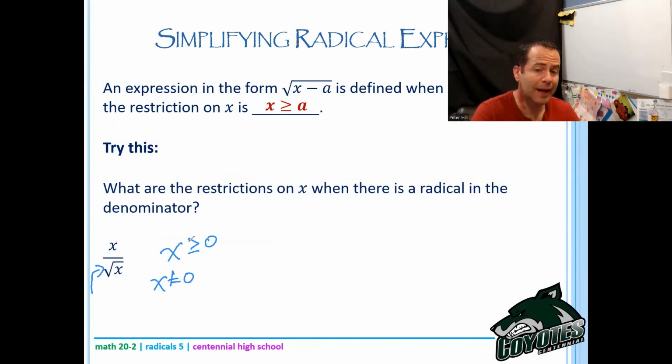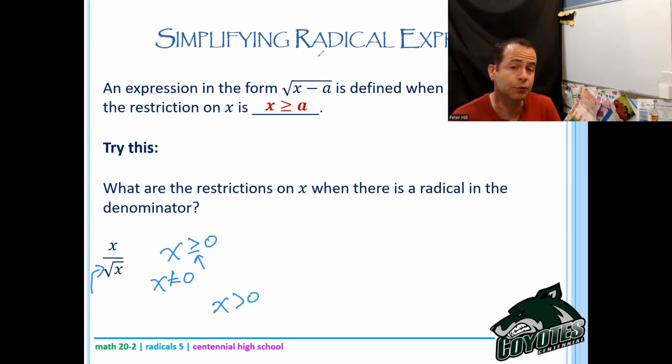So we don't actually say both of those statements because it's kind of redundant. Look, right here, I said equal to 0. So I actually am just going to take that off and leave it as x has to be greater than 0. That's both of those restrictions combined into one. So whenever possible, we try and state the restrictions as simply as we can.